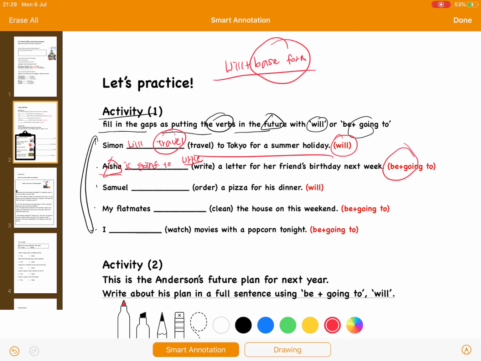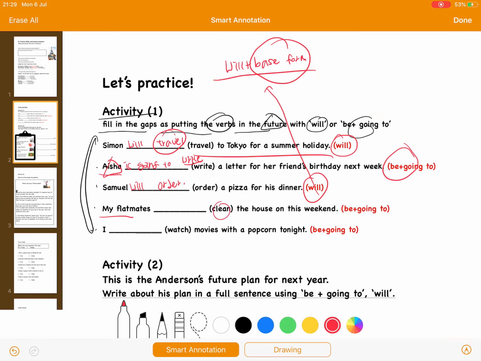Samuel order a pizza for his dinner. So will, as always, we need to put will first and then the base form. Samuel will order a pizza for his dinner. Very good. Now let's move on.